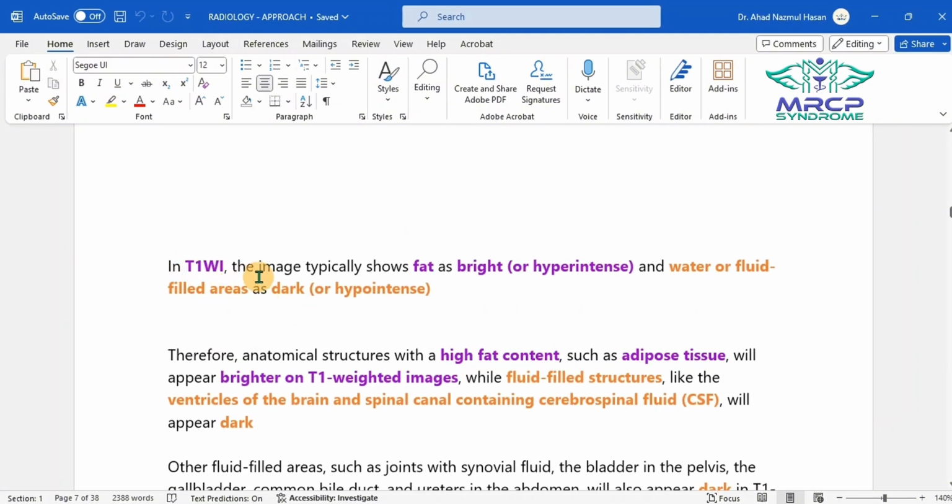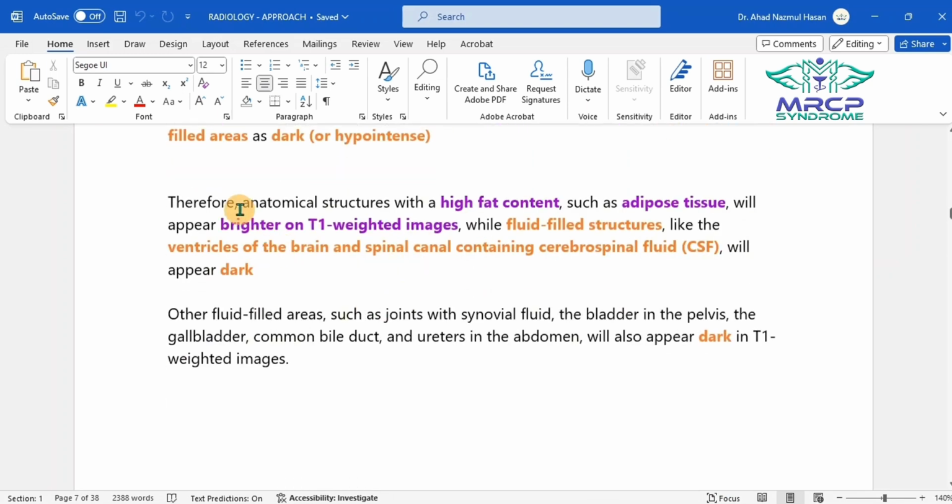In a T1 weighted image, the image typically shows fat as bright or hyperintense and water or fluid-filled areas as dark or hypointense. Therefore, anatomical structures with a high fat content, such as adipose tissue, will appear brighter on T1 weighted image, while the fluid-filled structures like the ventricles of the brain and spinal canal containing the CSF will appear as dark. Other fluid-filled areas, such as joints with synovial fluid, the bladder in the pelvis, the gallbladder, common bile duct, the ureter in the abdomen will also appear dark in T1 weighted image.